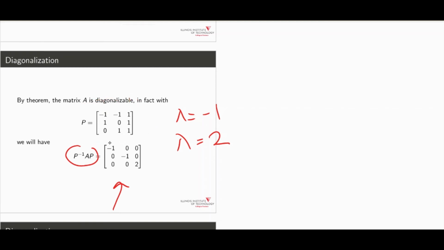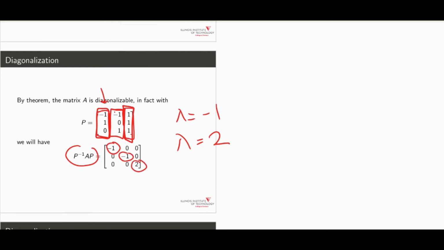Remember that these column vectors are eigenvectors, and this is the corresponding eigenvalue. If this is the eigenvector, this is the corresponding eigenvalue. This is the eigenvector. If you place it like that, this is the corresponding eigenvalue.